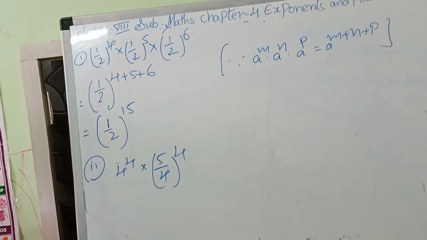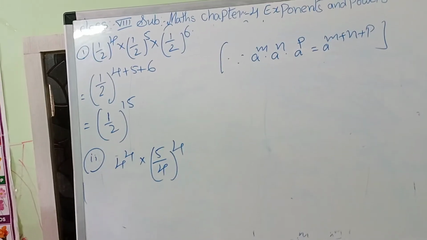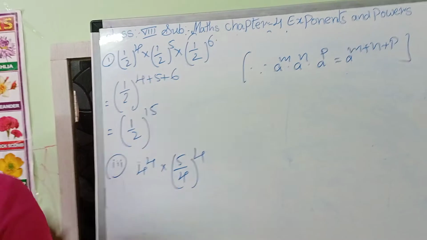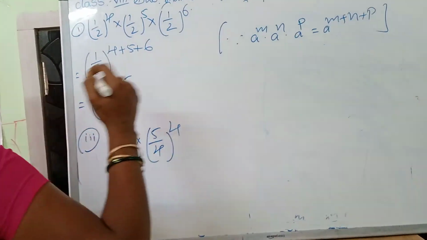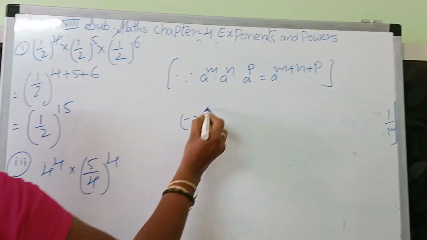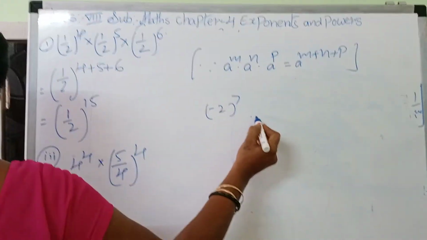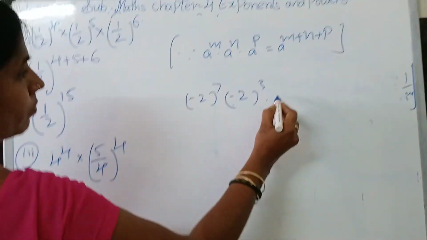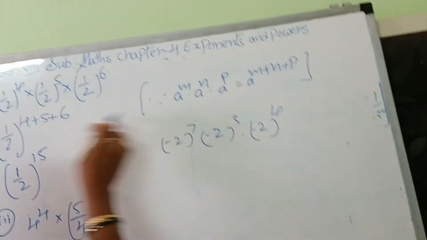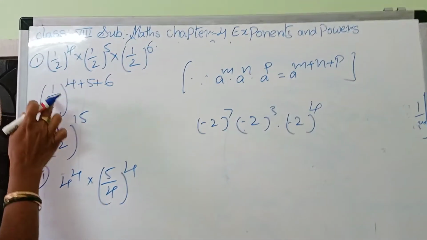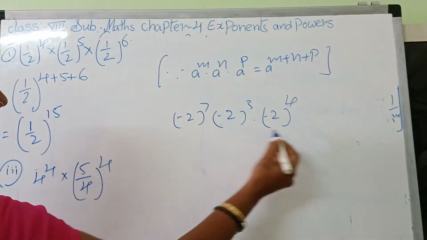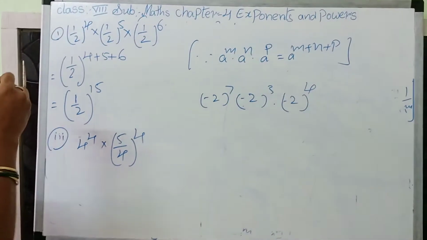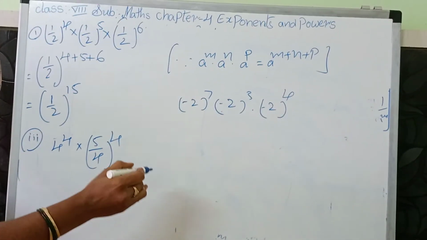This is the second one, take it as homework, children. And the third one. So see the next problem: minus 2 whole to the power of 7 into minus 2 whole to the power of 3 into minus 2 whole to the power of 4. Same like this. Here the base is minus 2, so we take minus 2 whole to the power and add these powers: 7 plus 3 plus 4 gives 14 as the power. Minus 2 whole to the power of 14 is the answer.